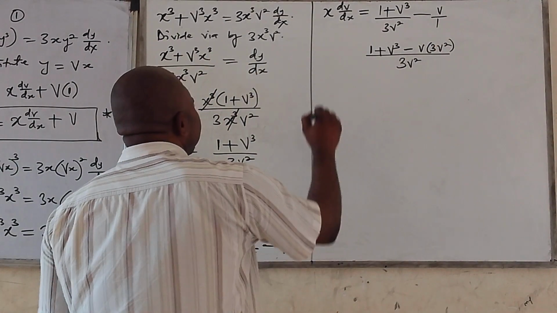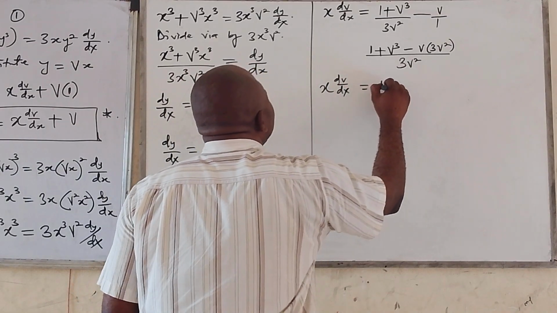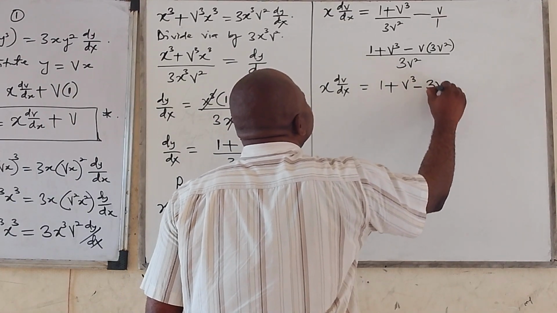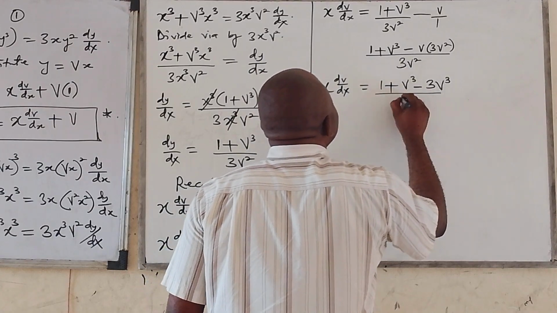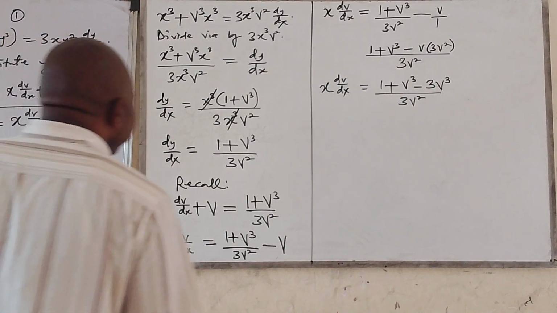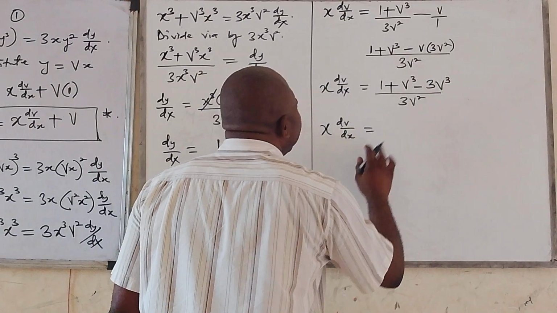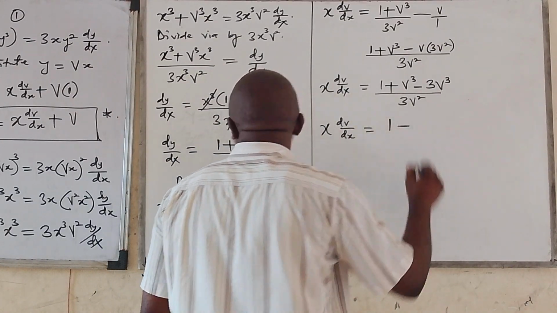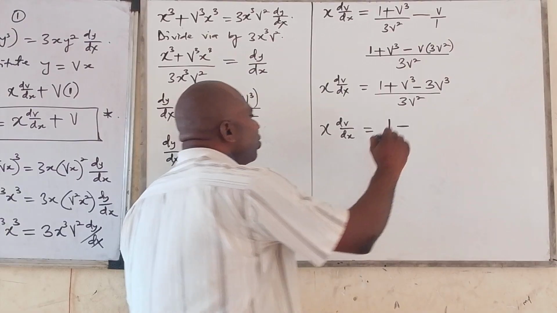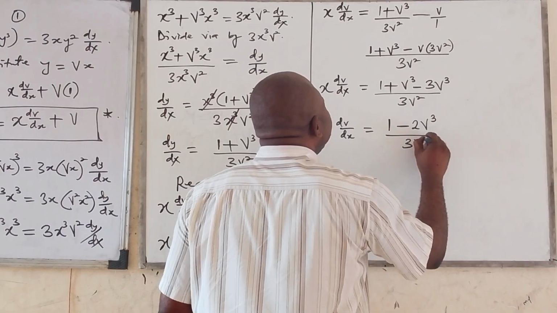So it therefore means that x dv all over dx will be equal to 1 plus v raised to the power of 3 minus 3v raised to the power of 3 divided by 3v squared. Yes, divide by 3v squared. So it means x dv all over dx will be equal to, here we have 1 minus, yes, because v raised to the power of 3 minus 3v raised to the power of 3 is minus 2v raised to the power of 3 all over 3v squared.